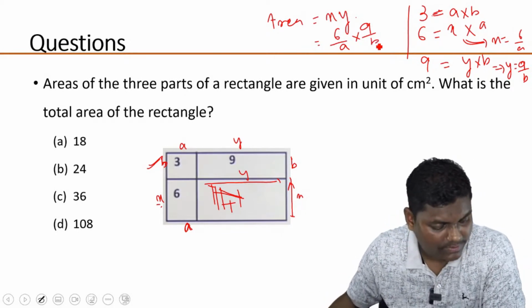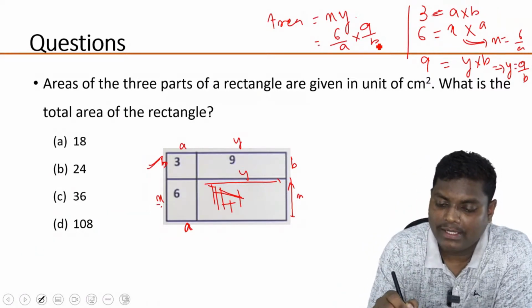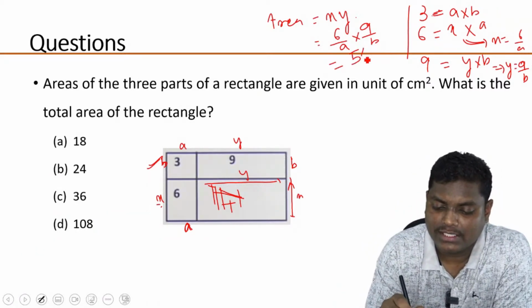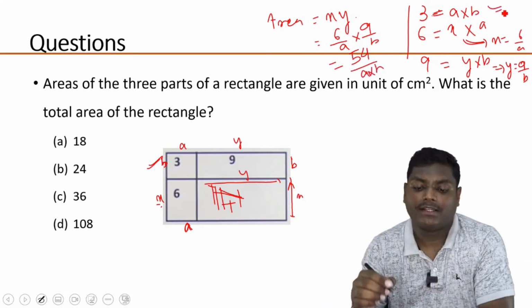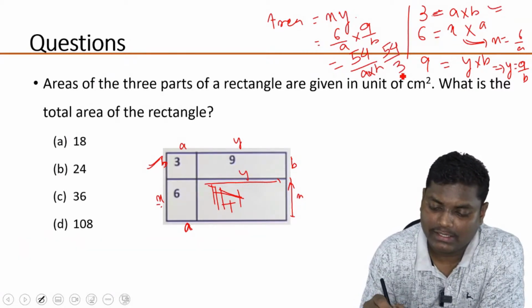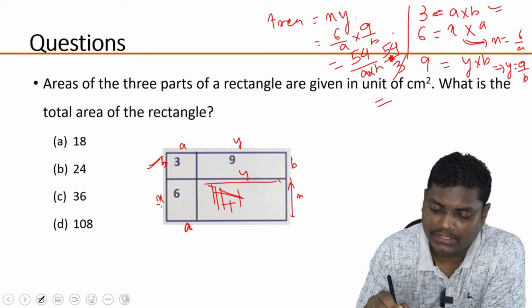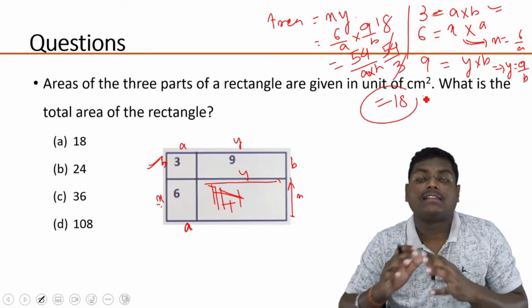Great, Sanchari saying 18. Okay. So A by B, 9 by B. So basically it is 9 sixes are 54 into AB. Now we know this AB is 3. So it is 54 upon 3, which is basically 18. This area is 18.